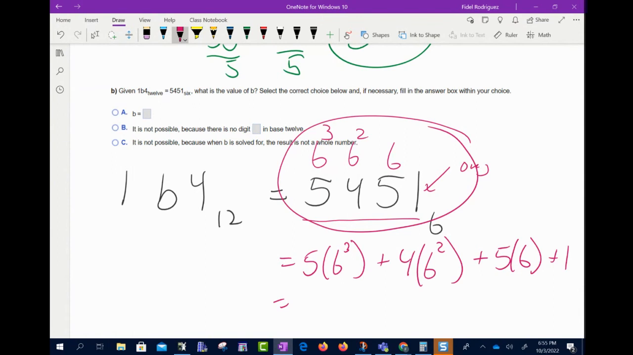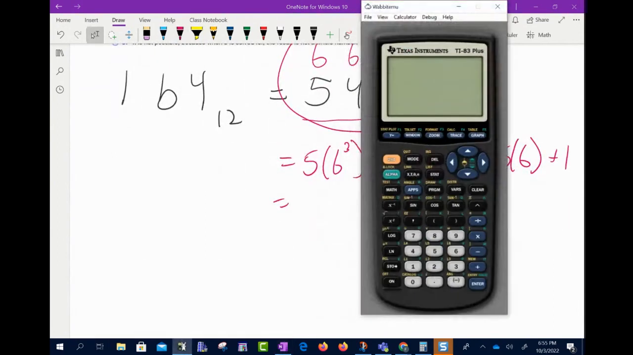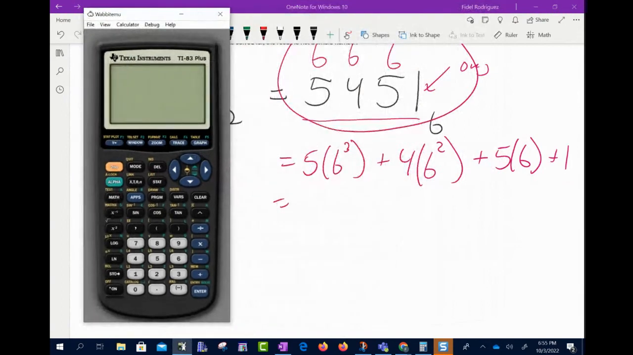Now, I need to use my calculator for this part. So I'm going to get my scientific or graphing calculator. Let me turn this on and clear this out. I want to figure out what's 5 times 6 to the third power. Equals, and I'm coming up with 1080.